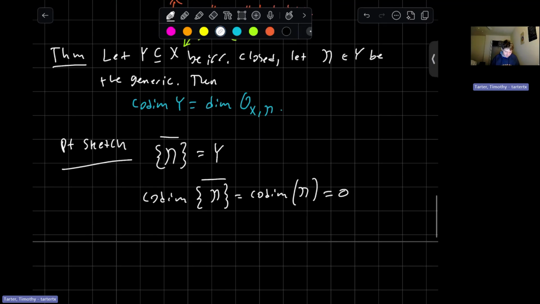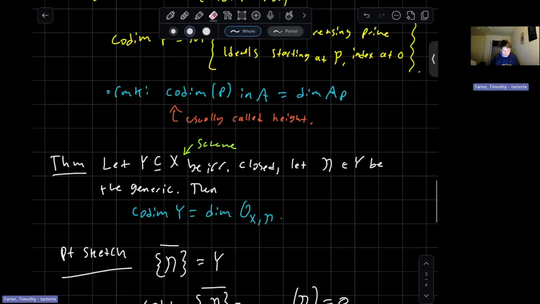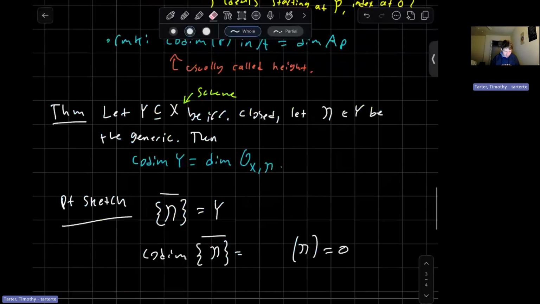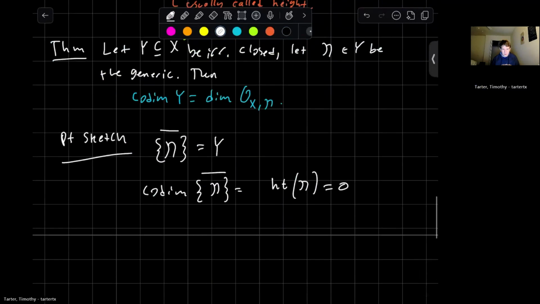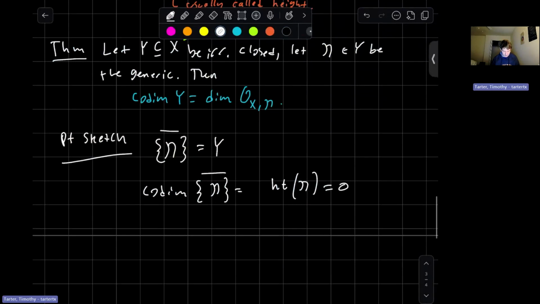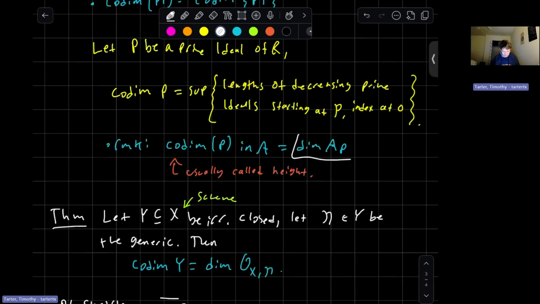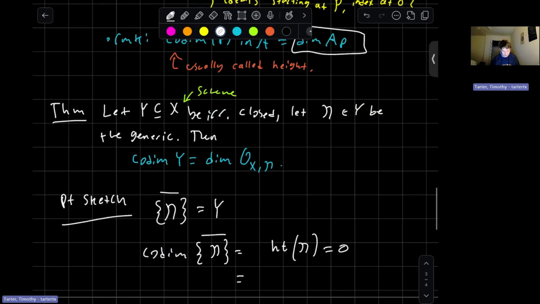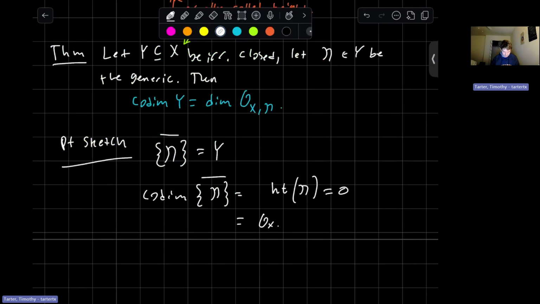Oh, it's the height of eta, right? And that makes sense. And that is exactly what we said. It's the height of the... But then the height is the dimension of A_P. What is A? And that actually is the full proof. Okay. So cool on that.